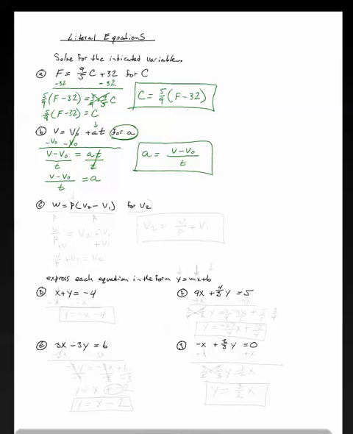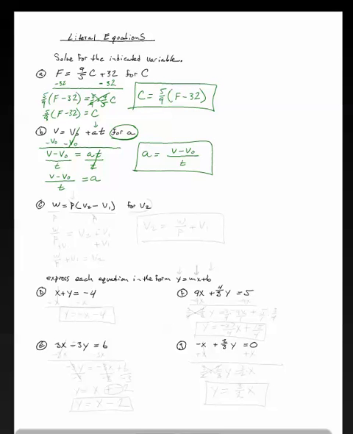In example C, we have w equals p times v sub 2 minus v sub 1. And the sub 2 and sub 1 are just distinguishing those as separate variables. You see that quite a bit in physics. And we want to solve this for v sub 2.